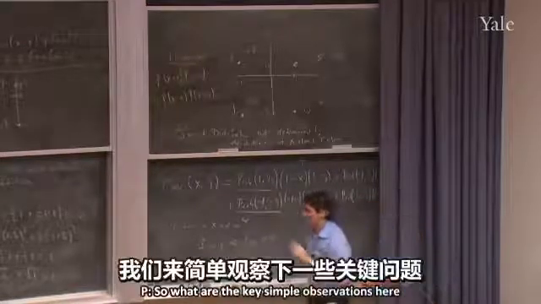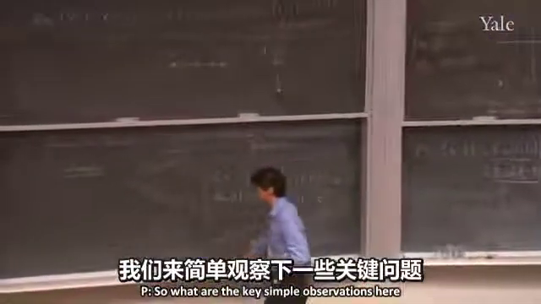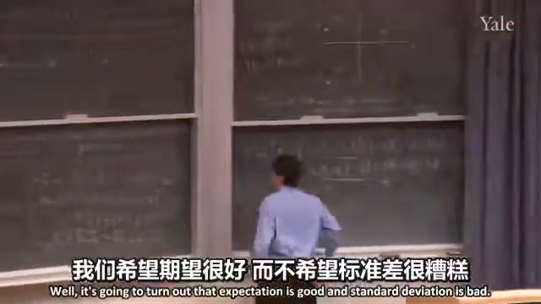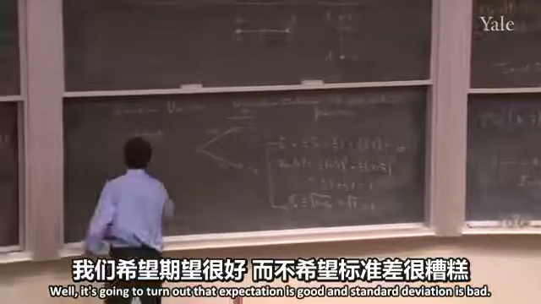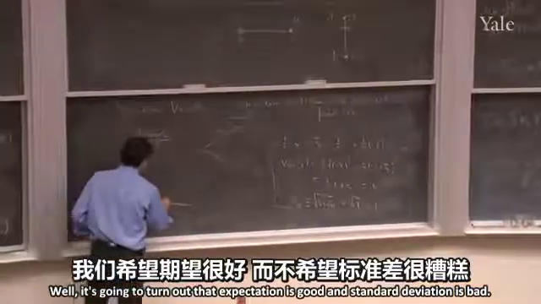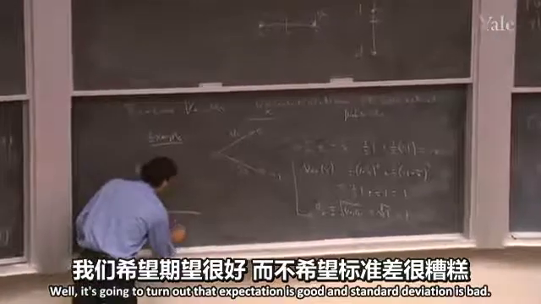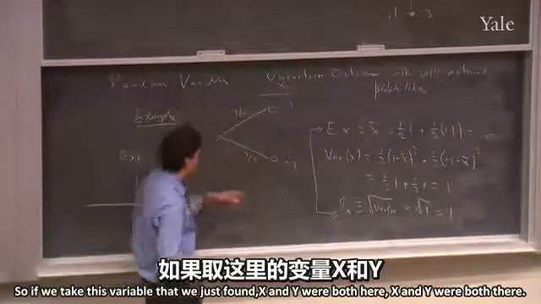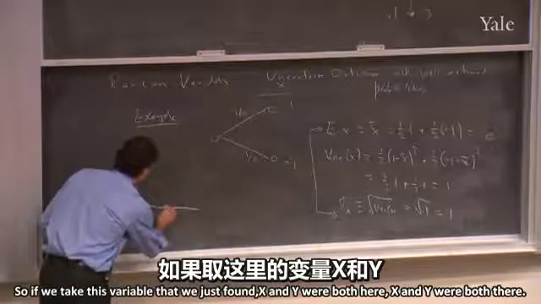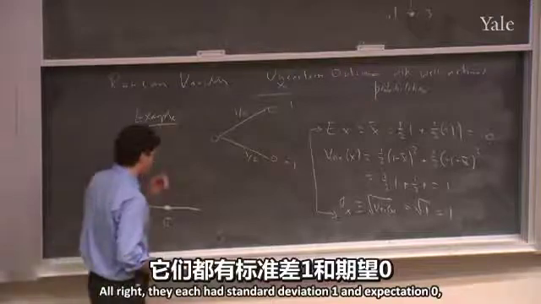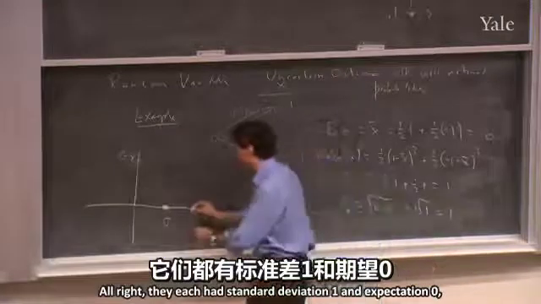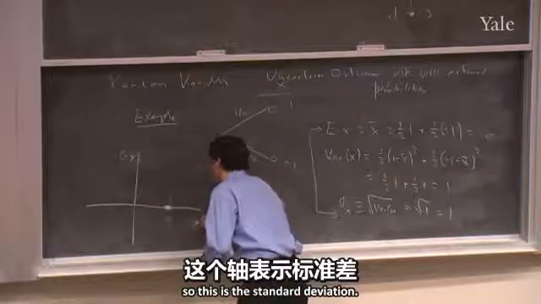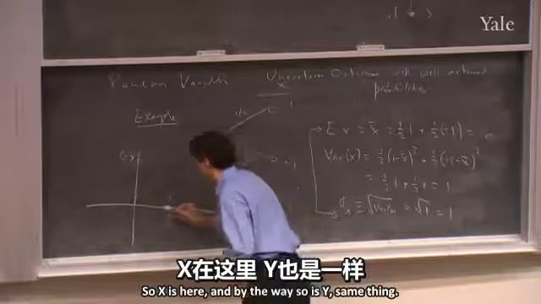Okay. All right, so what are the key simple observations here that are going to inform a lot of our behavior under uncertainty? Well, it's going to turn out that expectation is good and standard deviation is bad. Okay, so if we take this variable that we just found, x and y were both here. They each had standard deviation 1 and expectation 0. So this is the standard deviation. So x is here, and by the way, so is y. Same thing.